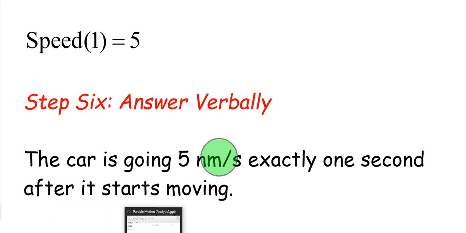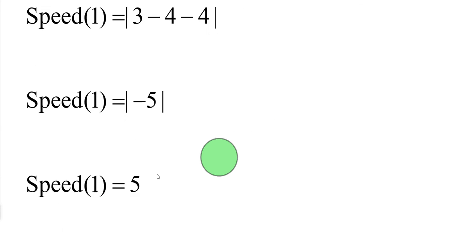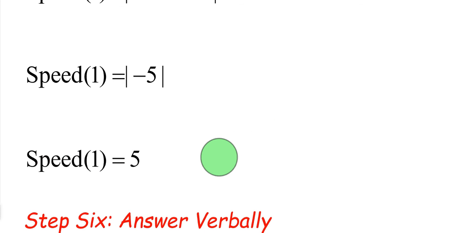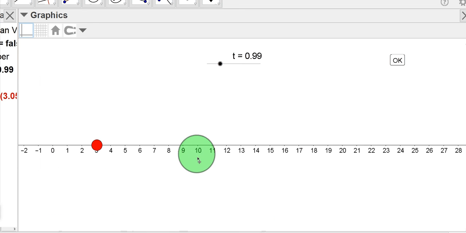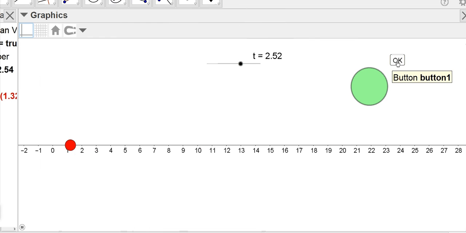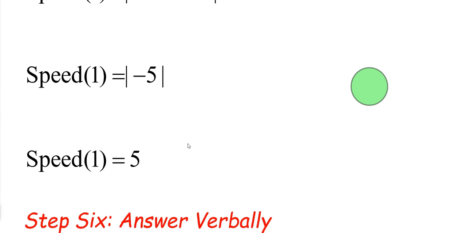Pretty interesting considering it's moving to the left, but speed is always positive, right? And so when you're backing a car up or moving it forward, whatever direction you're going, the speedometer is always going to read that. So it's moving 5 nanometers per second at that particular point in time. And if we keep it moving, we can see as t goes on, at some point it starts to change direction, right? So we want to answer that at another time as we continue to ask questions about this particle.